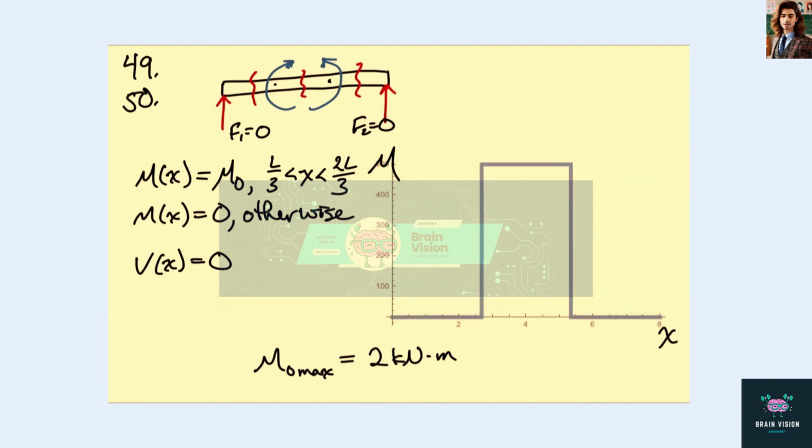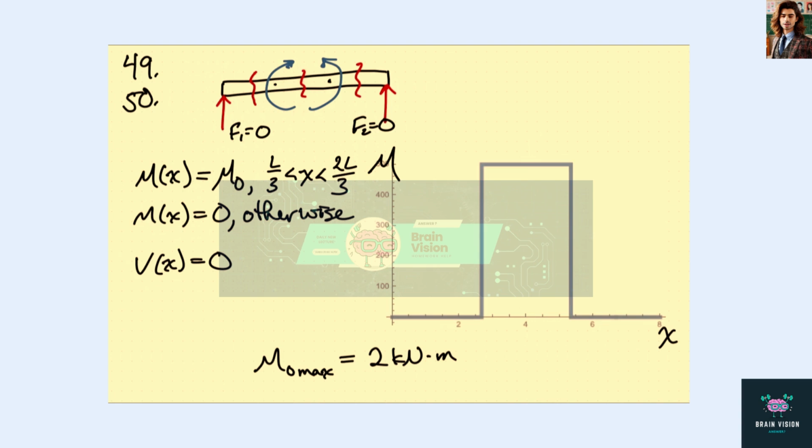In problem 49, we have L equals 8 and M naught equals 500 Newton meters. So we have 0, jumps up to 500, and then jumps back down to 0. So that's what our moment looks like. And again, we have symmetry about the center, as we'd expect from the loading conditions and the boundary conditions.